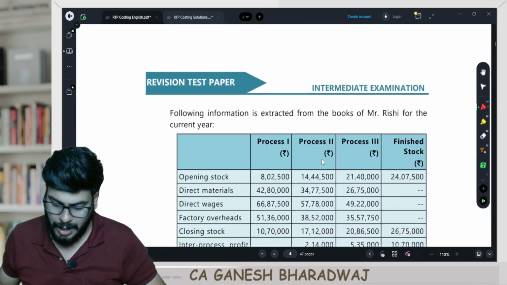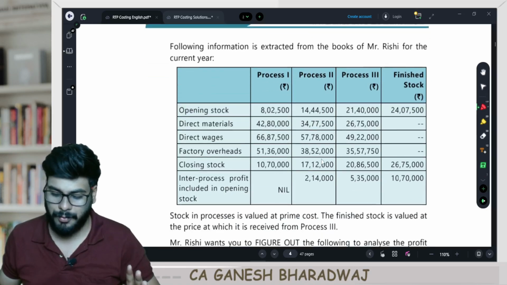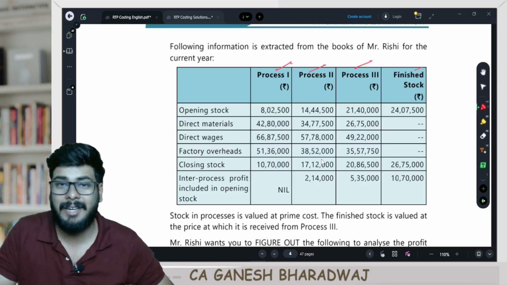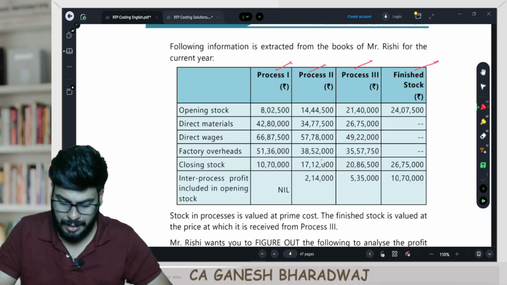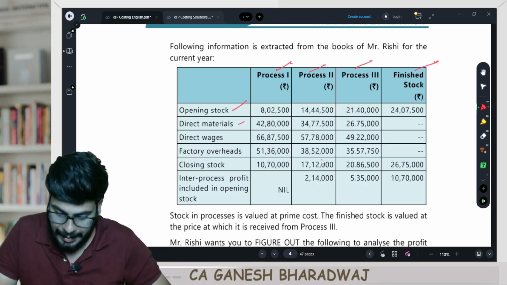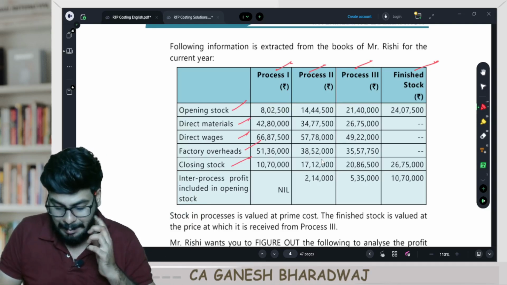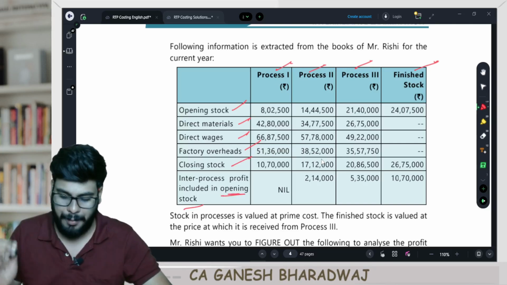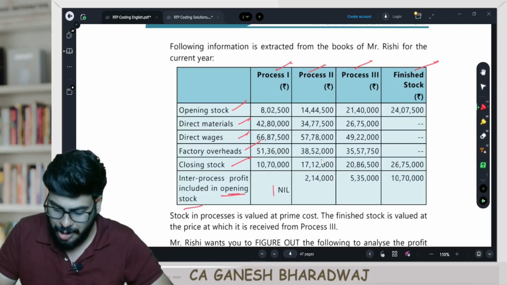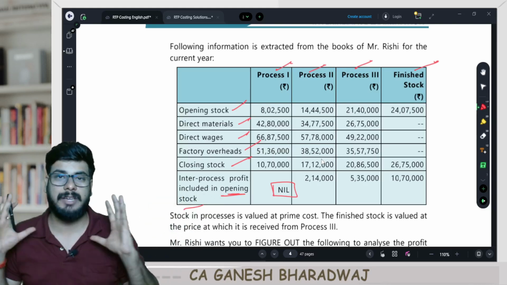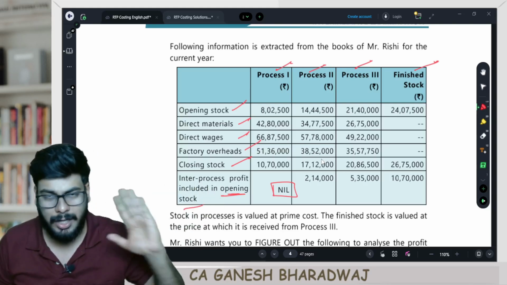The next one: the following information is extracted from the books of Rishi for the current year. What they have given is process 1, 2, 3 and finished stock, with opening stock figures, direct material, direct wages, factory overheads, closing stock and inter-process profit included in opening stock. Obviously in process 1 it is nil. Why? That is the first process. It would not have received anything from any previous process. Are you clear with this?